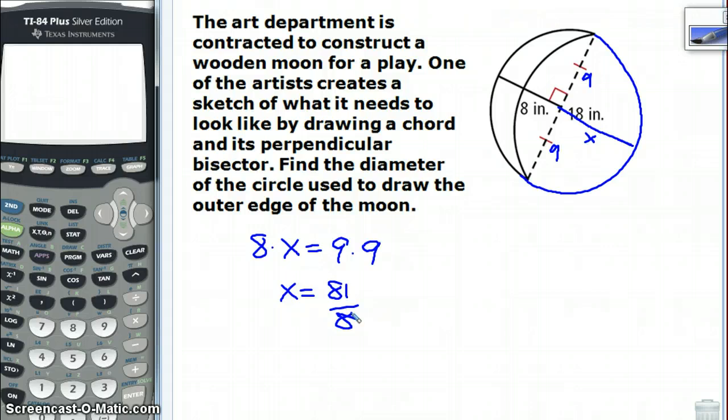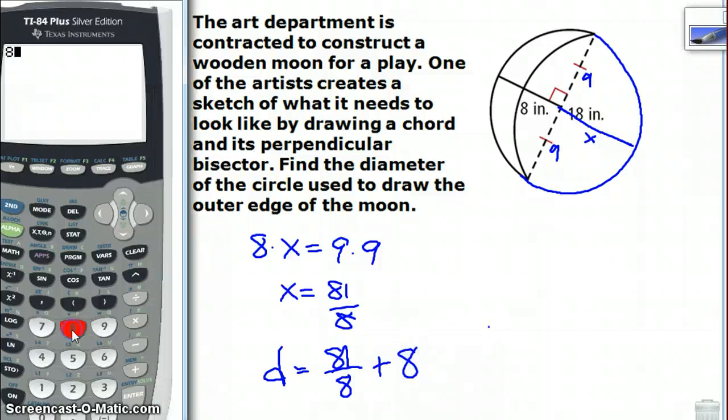So we found x to be this part. We need to add on 8. So the diameter is equal to 81 over 8 plus 8, and we're going to type that in. 81 divided by 8, enter, plus 8.